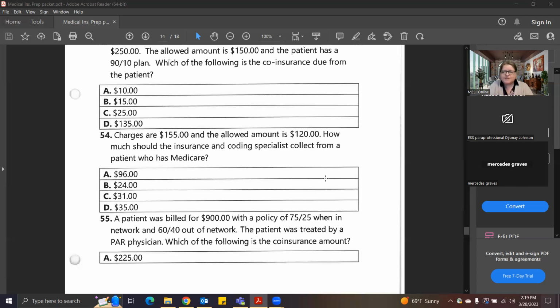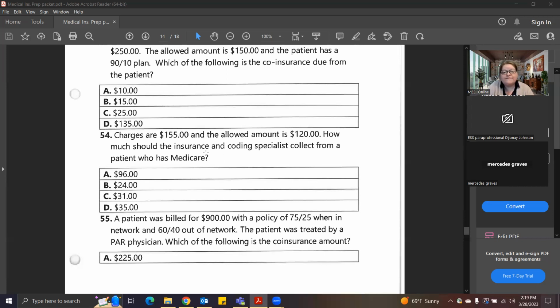Medicare pays a certain amount, and you can only bill their patients a certain amount. And it's a percentage, and honestly, I don't have a lot of Medicare experience, so I cannot rightfully remember off the top of my head what that is. But the correct answer is $24. I think it's like 20% is the amount. So it'd be 20% of whatever the allowed amount is, which would be 120 times 20%. That's where I was messing up. I was subtracting the 155 from the 120.